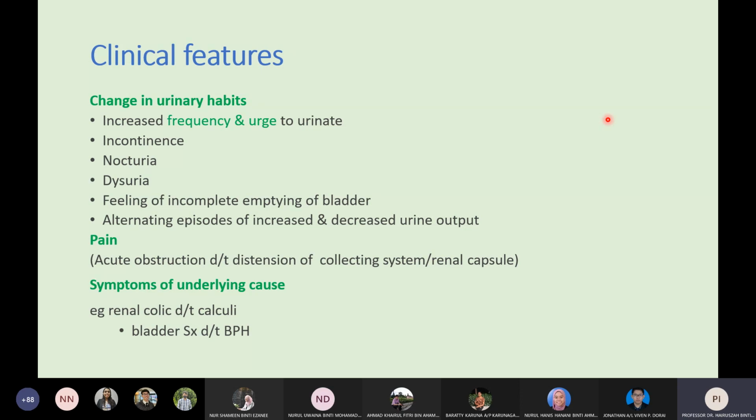So you can have features of those underlying or associated causes: renal calculi, bladder syndrome due to BPH. BPH is benign prostatic hyperplasia.